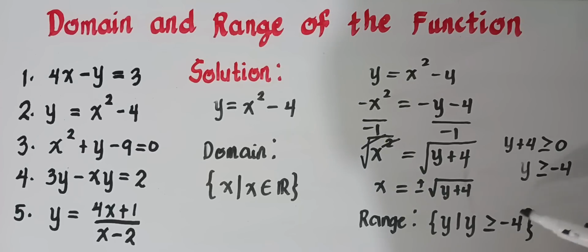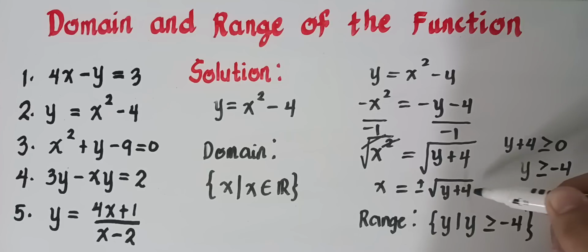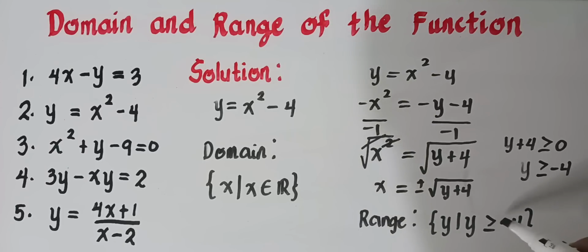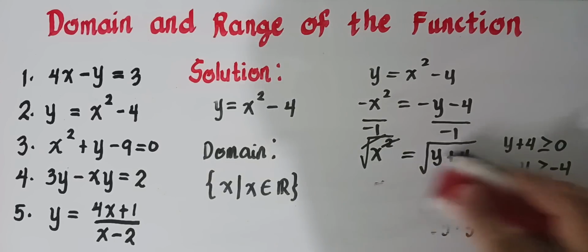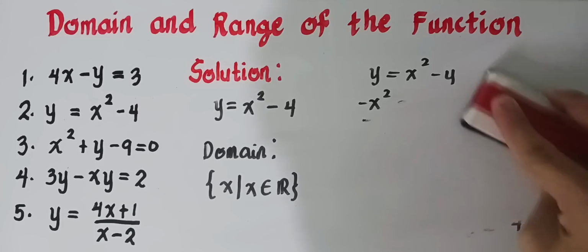Okay, so, let's say, greater than or equal to negative 4, let's say, positive 5, no? 5 plus 4 it is equal to 9, right? So, square root ng 9 ay 3. So, pwede, no? Pwede nating masolve. So, ito yung restrictions natin. Y such that y is greater than or equal to negative 4. Okay, gets? Next example tayo, number 3. Actually, number 3, katulad lang din yan ng number 2.